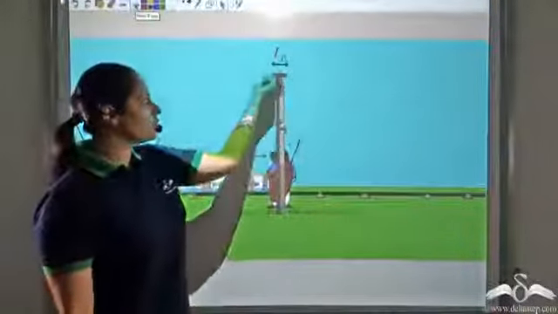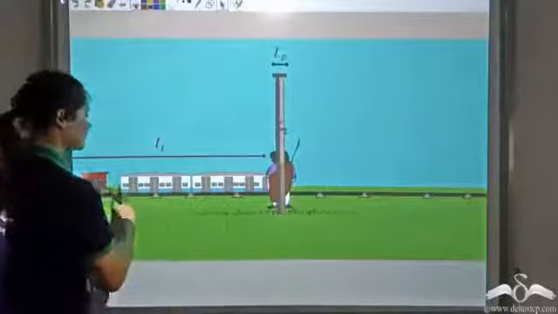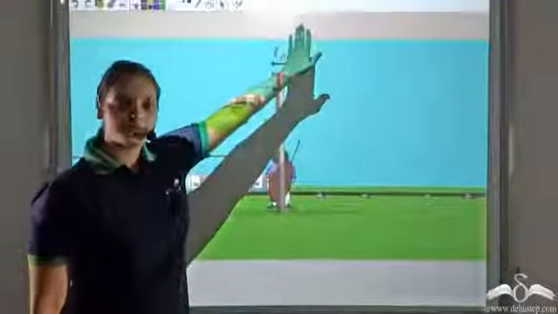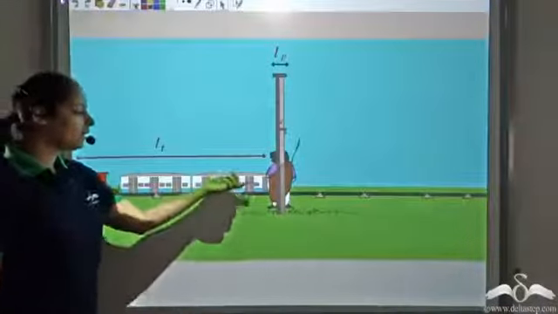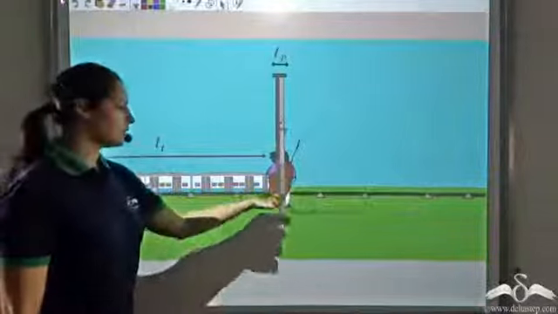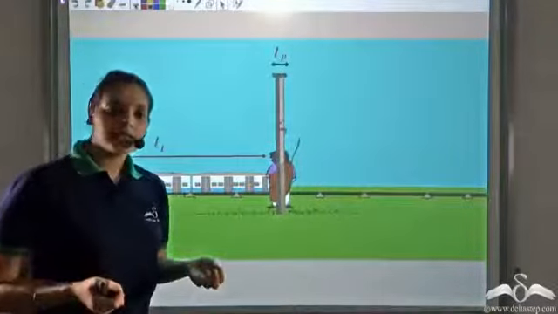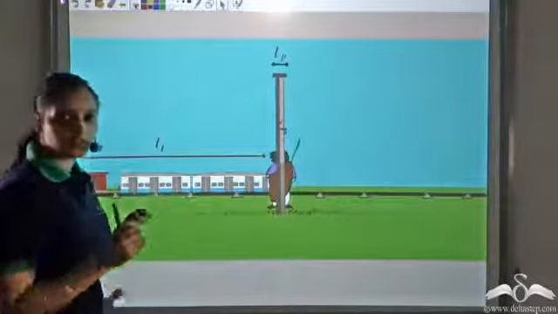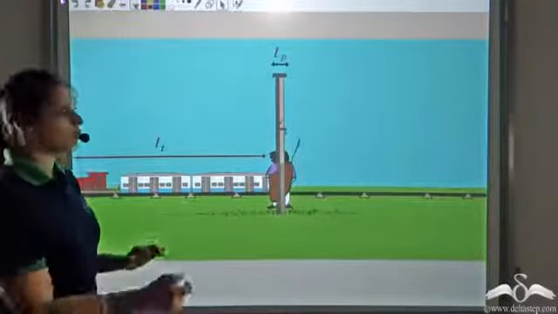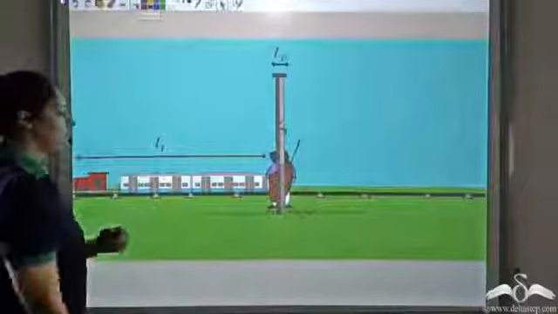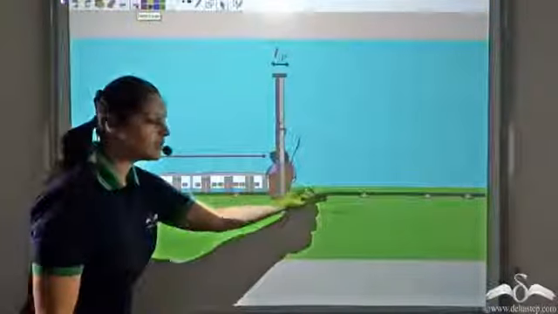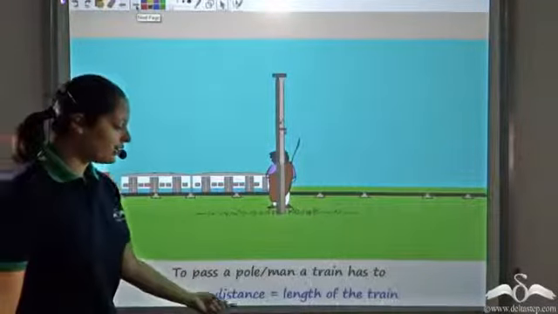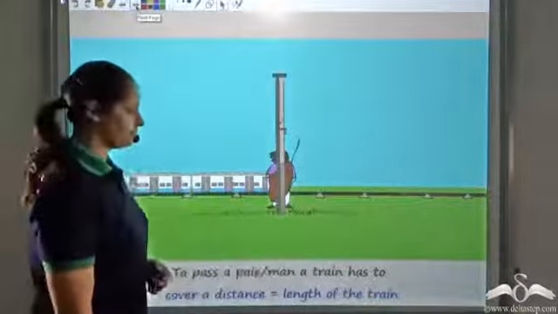Now this length of the pole, this distance, is very small in comparison to the length of the train. Hence we can ignore this distance. What we say is that when a train has to cross a pole or a man, the distance it actually covers is nothing but the length of the train only. So the distance that this train covers to cross this pole is nothing but the length of the train itself.